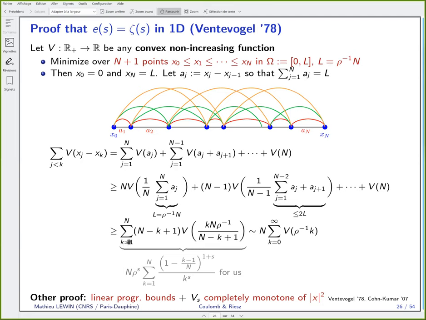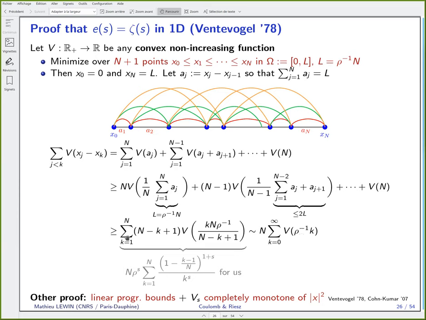And then I do the same for all the other terms, and I end up with the following series. So the sum from k=1 to n of n minus k plus one, that's the number of terms for each of those guys, times V of k n rho minus one, this is L here, divided by n minus k plus one. Okay, and now the whole point is that for nice potentials V, this behaves like n times V of rho minus one k, which is what we want to show. So this corresponds to putting points exactly on the lattice. And the size of the lattice depends on rho, which we have fixed from the beginning.